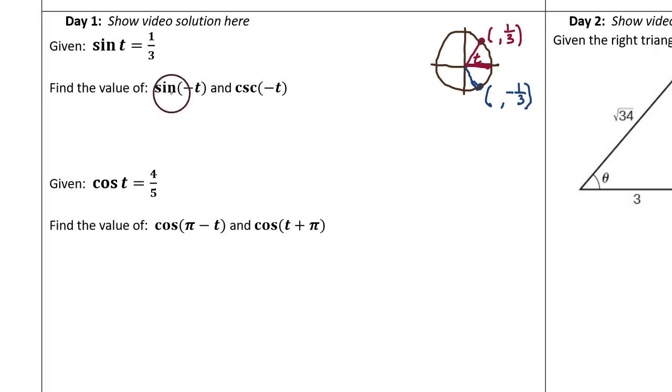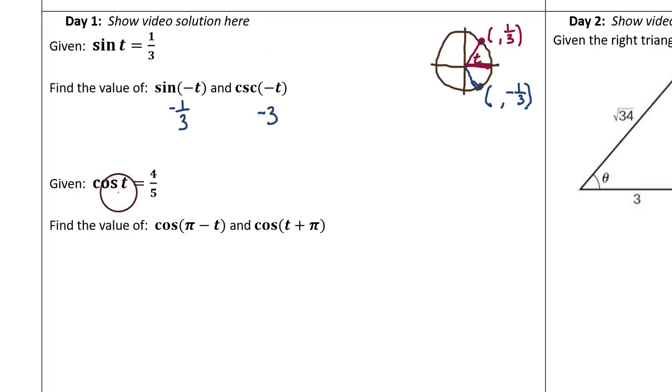We're asked, what is the sine of a negative t angle? It would be negative 1/3 because the sine value is the y coordinate of the ordered pair on the unit circle. Once we know this answer, then we can get cosecant, because cosecant is the reciprocal of sine. So the reciprocal of negative 1/3 is negative 3.